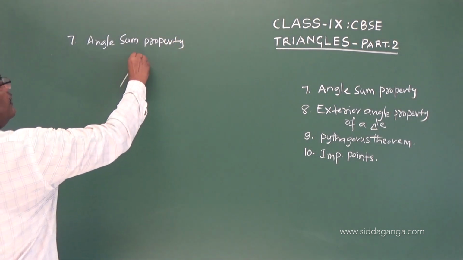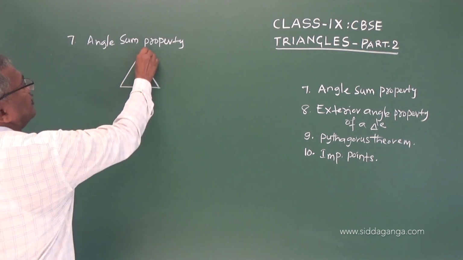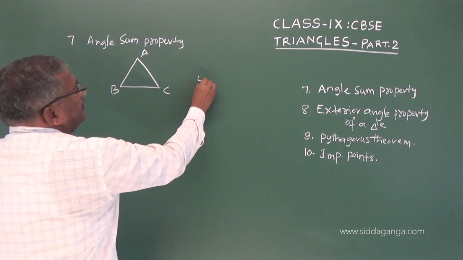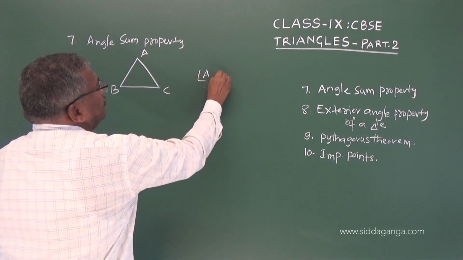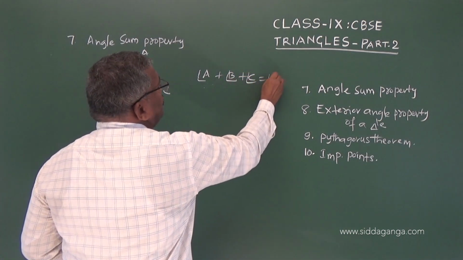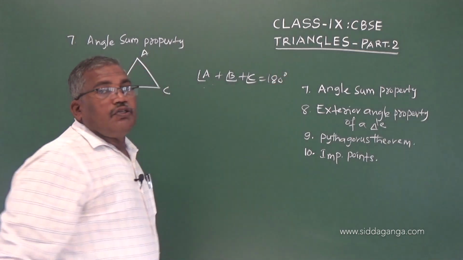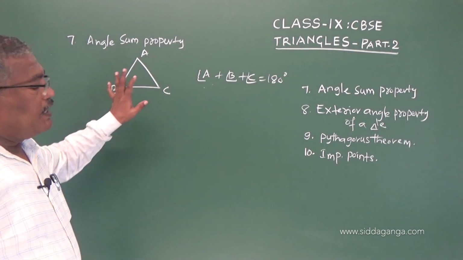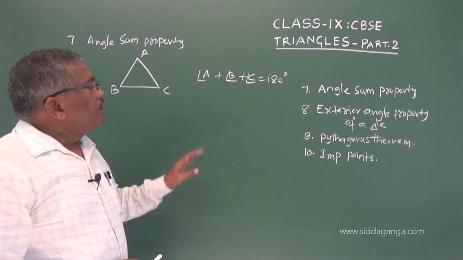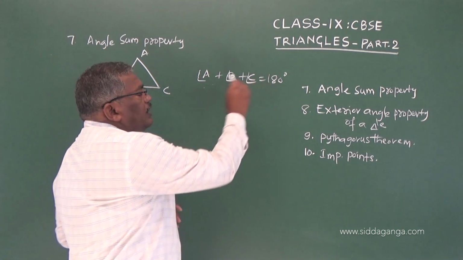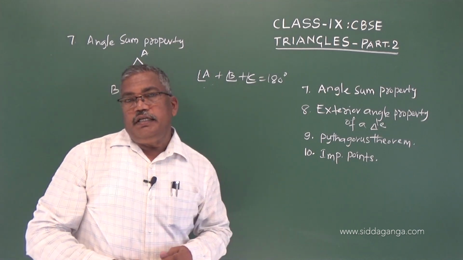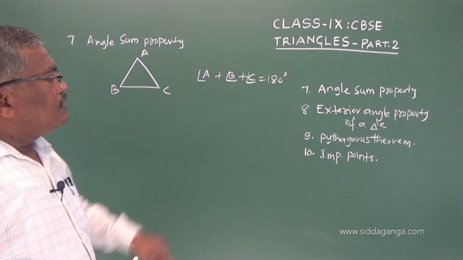If a triangle is there, say A, B, C, then angle A plus angle B plus angle C will be equal to 180 degree. Irrespective of the type of triangle, it may be a right angle, an obtuse angle, or an acute angle triangle, this property holds good. The sum of 3 angles will be 180 degree. This is known as angle sum property.